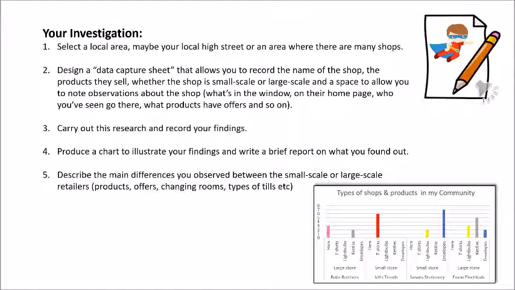Number 3, carry out this research and record your findings. Number 4, produce a chart to illustrate your findings and write a brief report on what you found out. Remember, your report should include your observations. Number 5, describe the main differences you observed between the small scale or large scale retailers. Things like what products they have, the offers, the changing rooms, the types of tills, all these things which will draw on your memory as well as what you can find online.